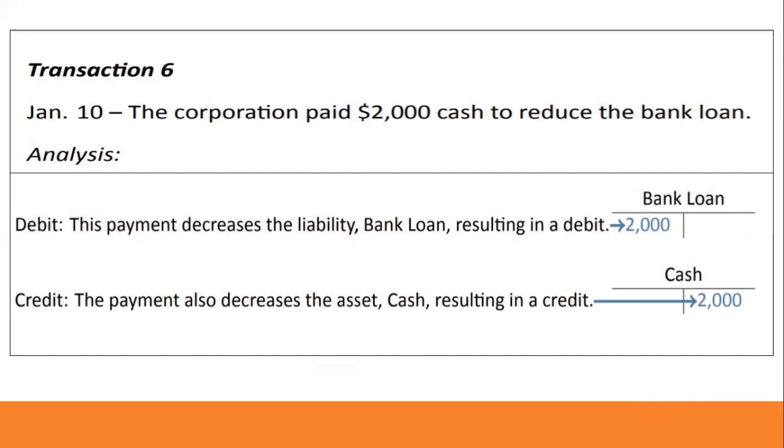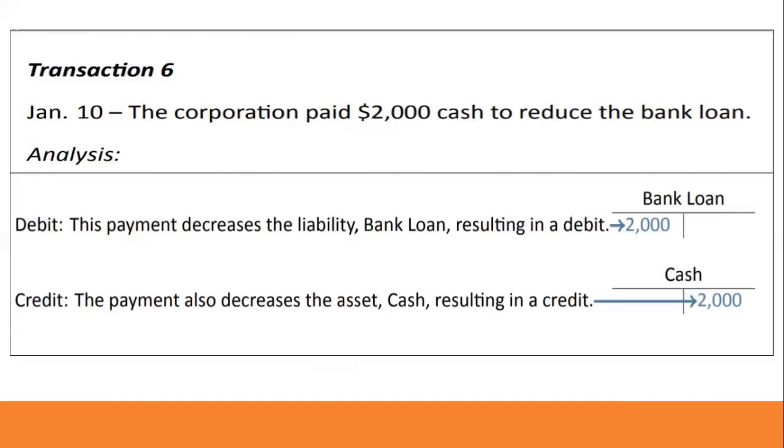On the other hand, the payment also decreases the asset, which is cash, resulting in a credit. Since there's a decrease, there's an outflow of our company's asset, the cash. So if there is a decrease in asset, we need to credit the account.